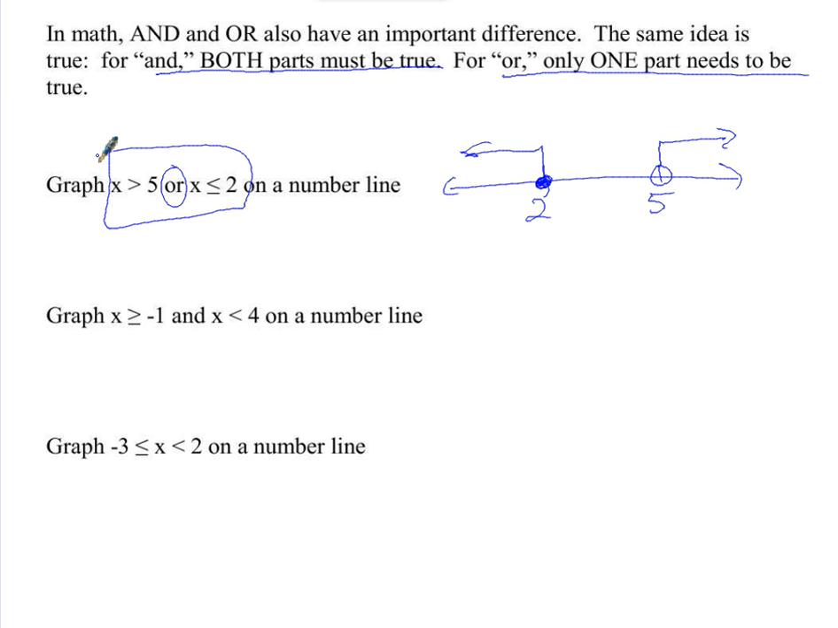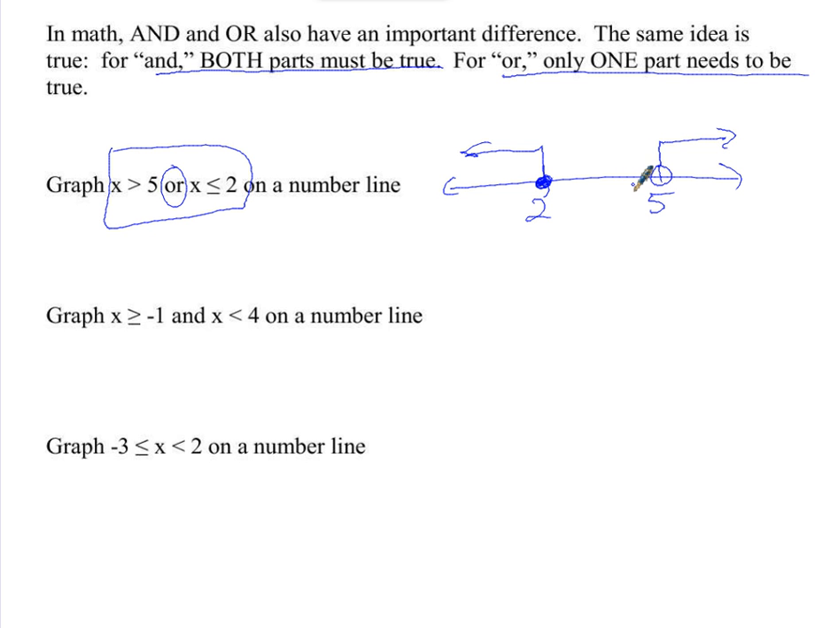3. Okay, 3. Is 3 greater than 5? No, so this part would be false. But we have or sitting here. Is 3 less than or equal to 2? No. So this part is also false. Now where is 3 on the number line? It's in here somewhere. This did not get shaded at all. So these numbers here do not work.